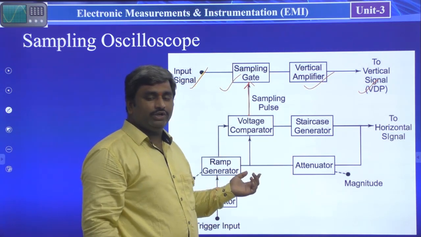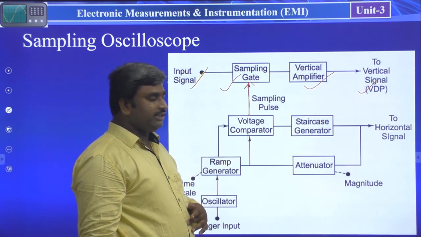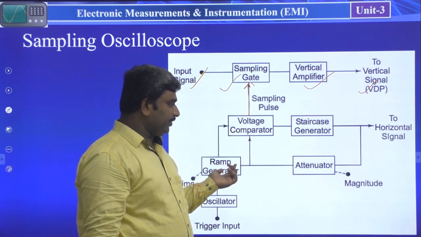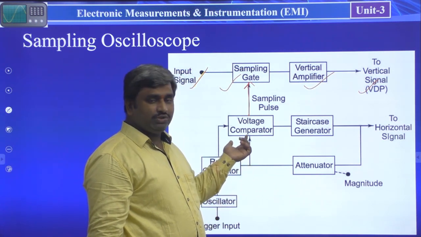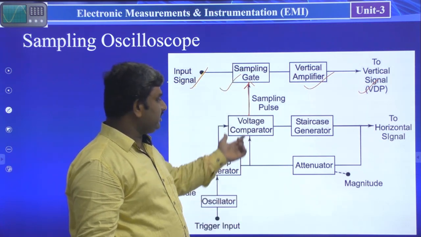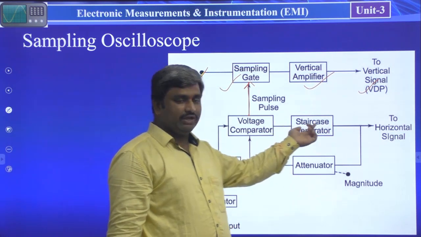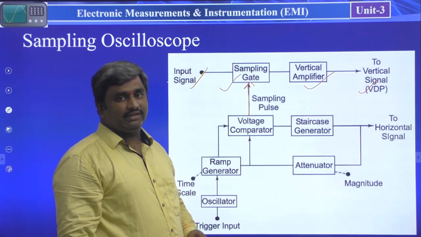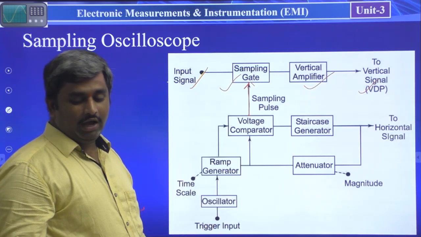This ramp generator generates different types of ramp signals. The ramp signals are connected to the voltage comparator. The voltage comparator receives the ramp information and some attenuated signal information. These two signals are compared by the voltage comparator, and it gives the sampling outputs. The same information is connected to the horizontal deflection system, that is a staircase generator, and it is finally connected to the horizontal amplifier. These are the major blocks. Let us see the operation of the sampling oscilloscope.